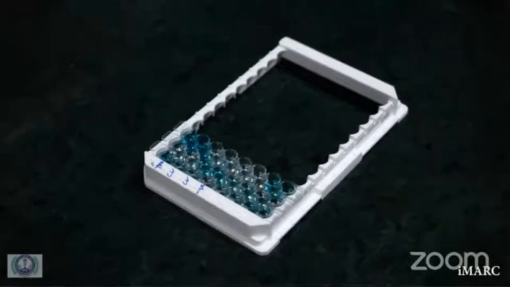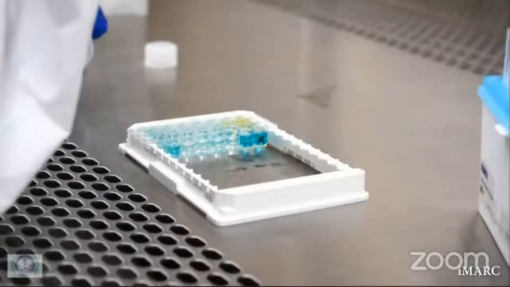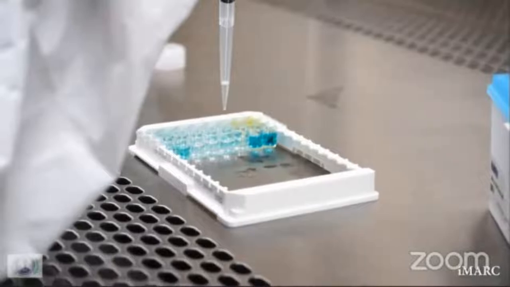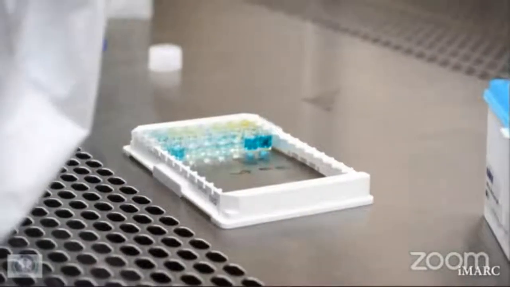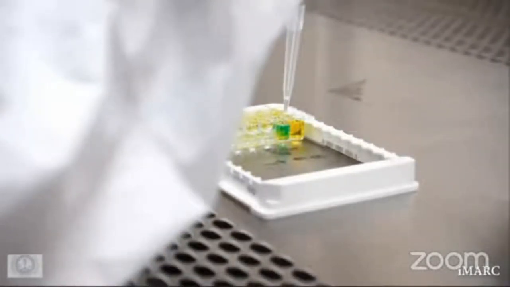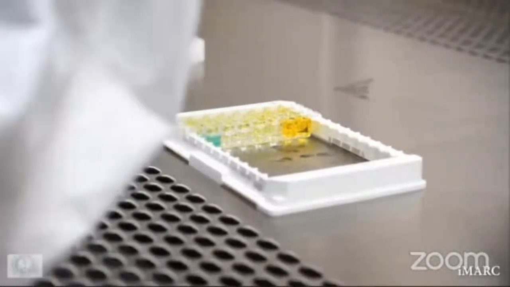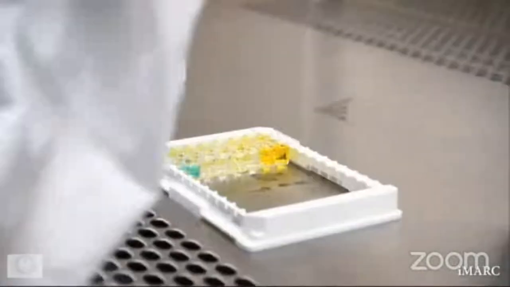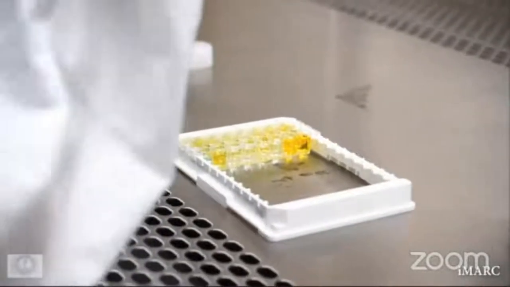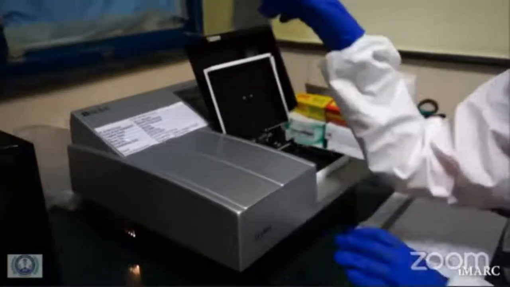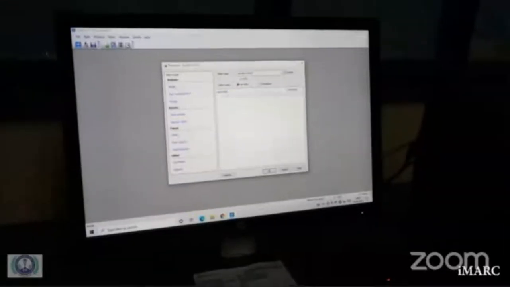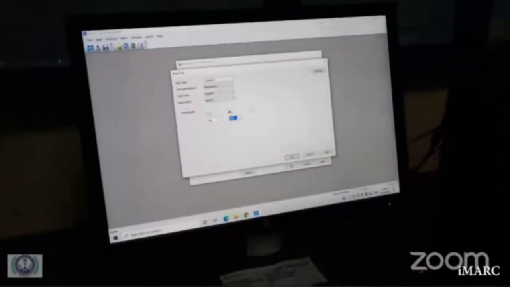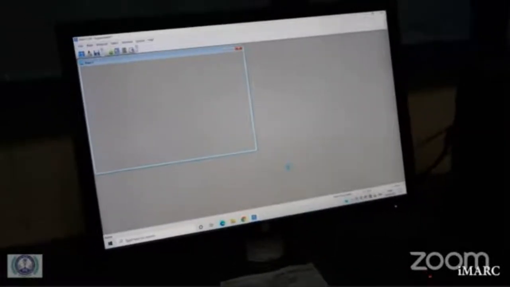Next step is to add 100 microliters of stopping solution to each well. Read the optical density of each well at 450 nanometers, and the microplate must be read within 30 minutes of adding the stopping solution.